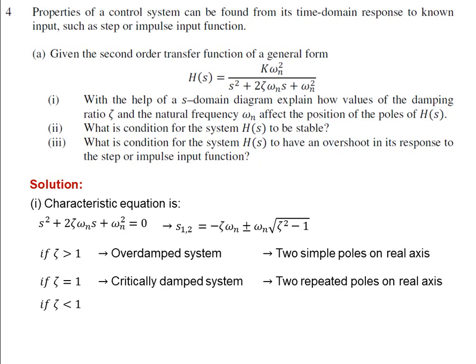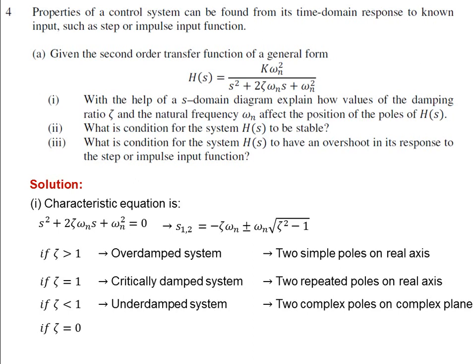Let's look at the condition when the damping ratio is less than 1. If the damping ratio is less than 1, we call such a system an underdamped system. For the underdamped system, zeta is less than 1, so the value under the root will be negative. So we have an imaginary part here, and we have a real part minus zeta omega n. So for such a system, we have two complex poles on the complex plane.